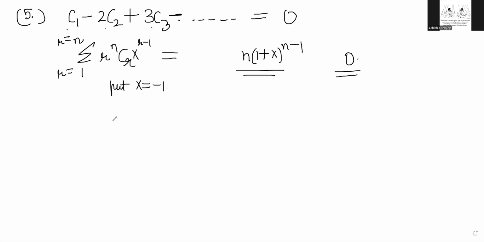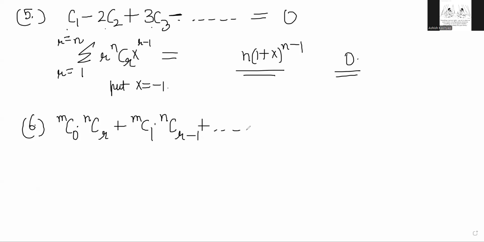Okay. Then we have the next result, which is result 6. And this says mC0 times nCr plus mC1 times nCr minus 1 and so on till mCr and nC0. This is equal to m plus nCr. Now, how do we get this?